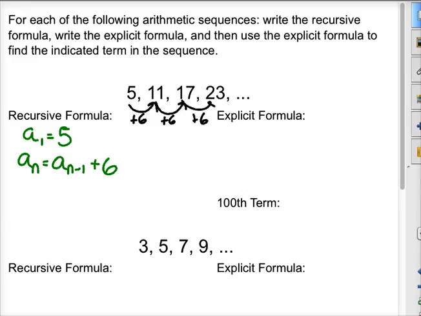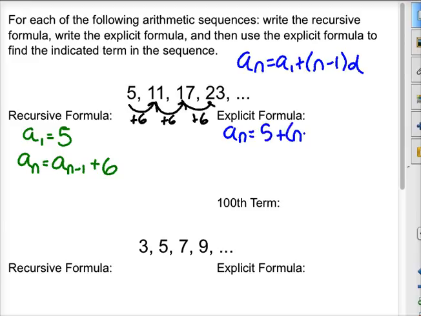For the explicit, now I'm going to write this up here to remind you. For the explicit, you just have to plug in the pieces, and that's the generic formula for the explicit. So I plug in A1, so A1 is 5. That n is my variable, it's like my x, so I don't want to do anything with that. In my d, what am I adding? Well, I'm adding 6.